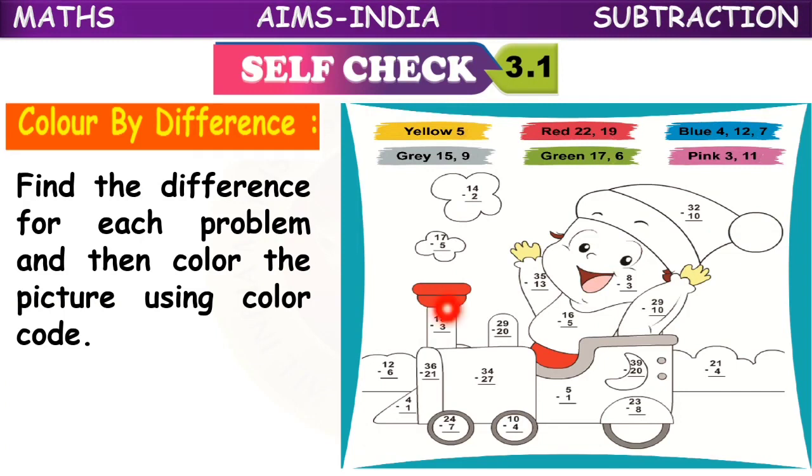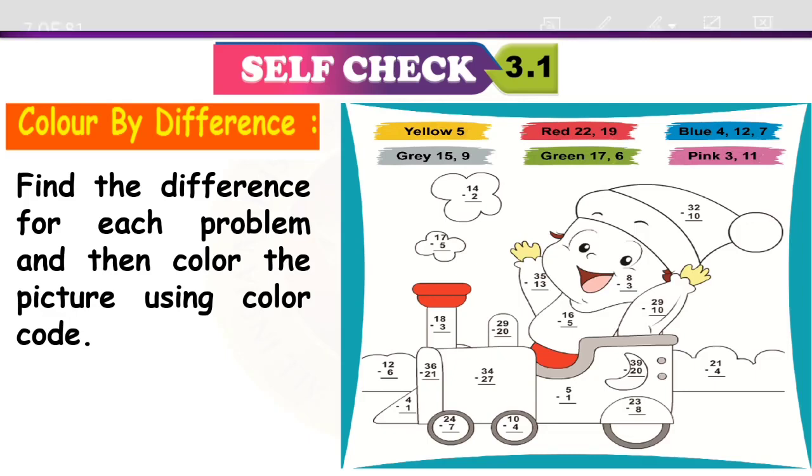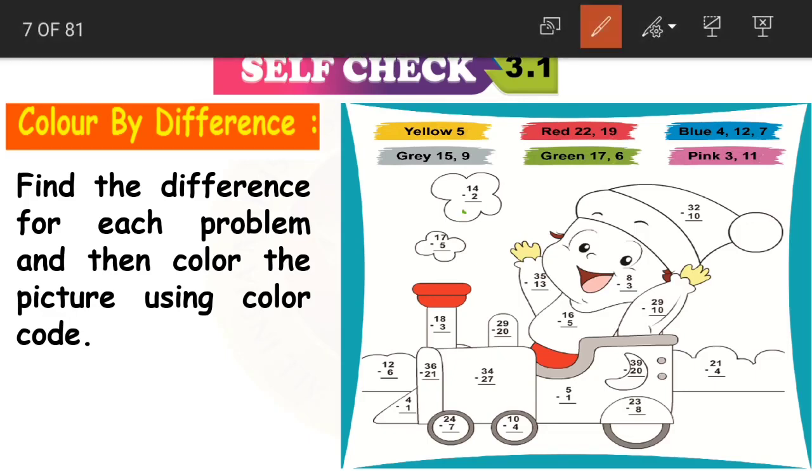Now moving on, color by difference. This is a little fun activity for us. Find the difference of each problem and then color the picture using the color code. See, what should we do here is, look at the first number here, 14 minus 2. How do we subtract? 4 minus 2, 2 and 1. What is the answer here, children? 12. 14 minus 2 is equal to 12.